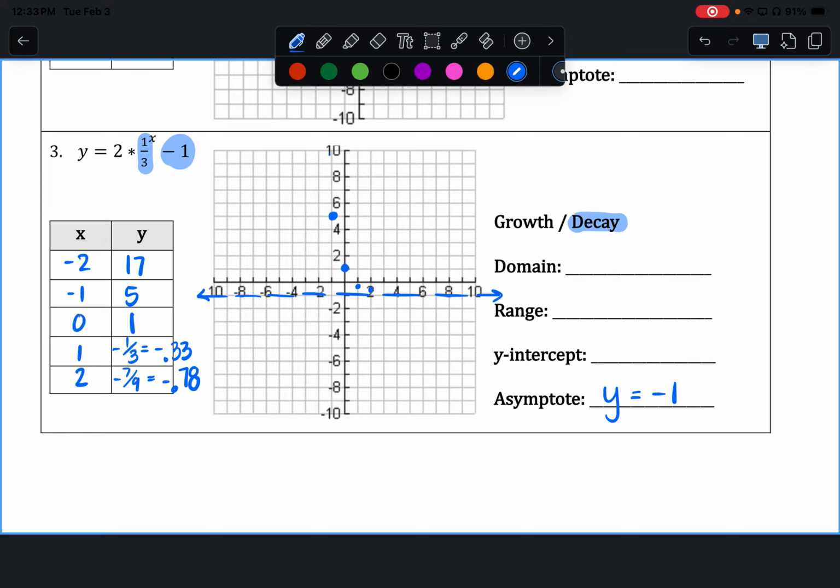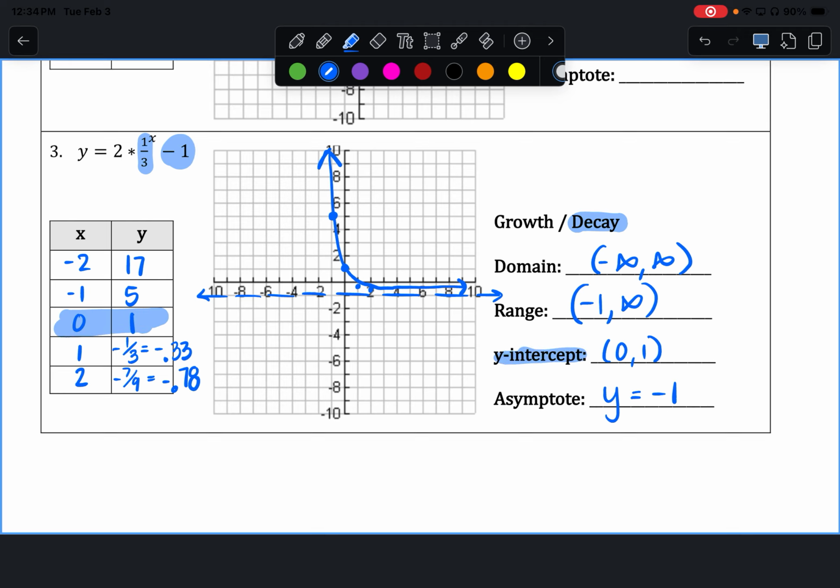So where is our asymptote? And then up forever is? Infinity. So -1 to infinity. And then what is our y-intercept for this one? The point 0, 1. We will always use that point right there for our y-intercept.